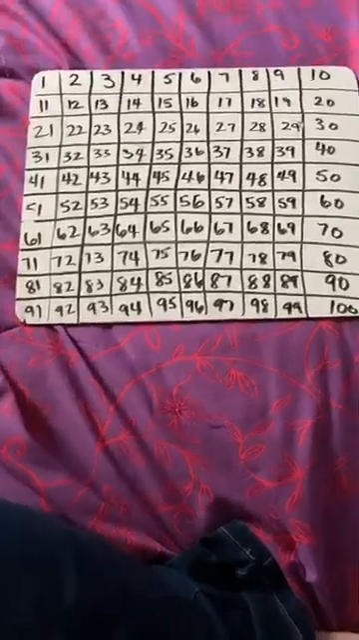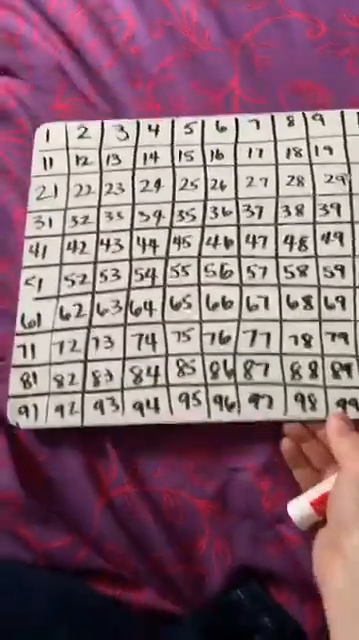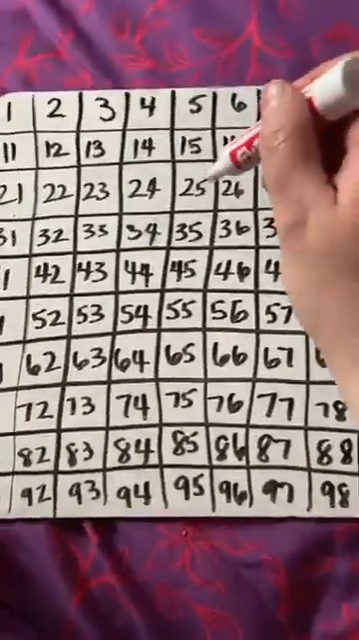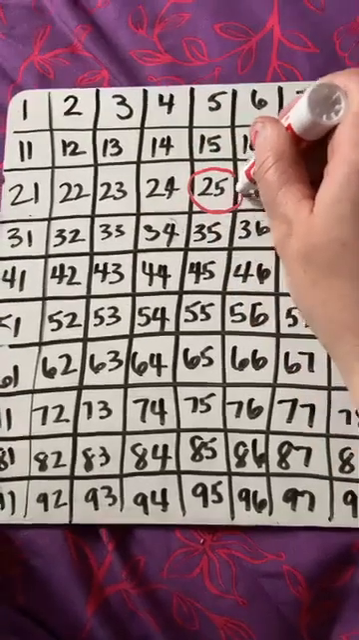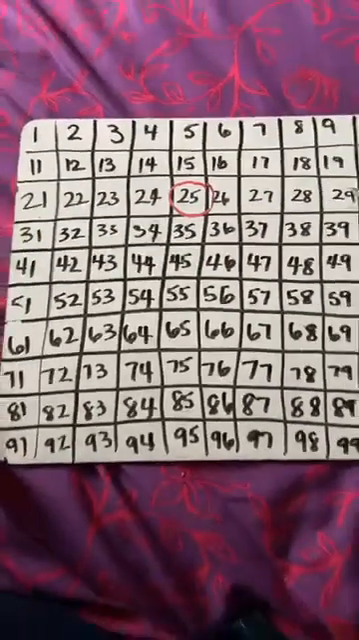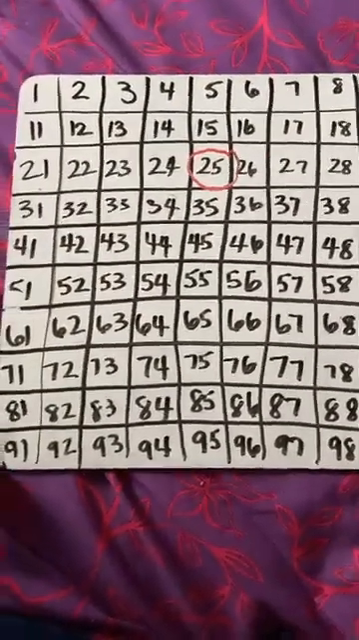I'm going to pick a number right here, okay? I'm going to circle that number. The number that I'm going to choose for us this first time is 25 right here. And I'm going to circle that. Okay? So I've circled my number, 25. Now I want to find 10 more than that number.